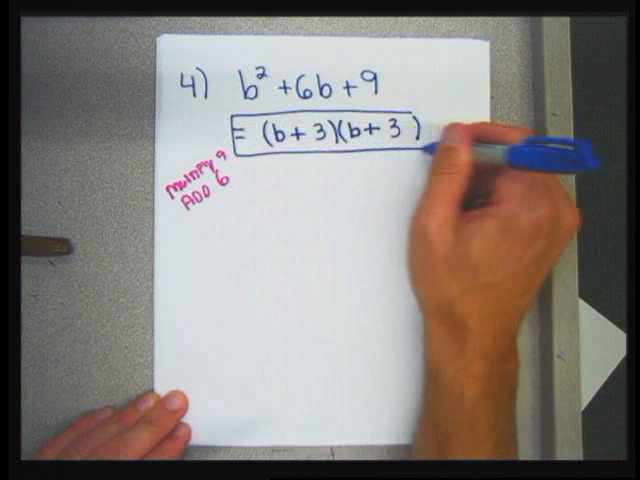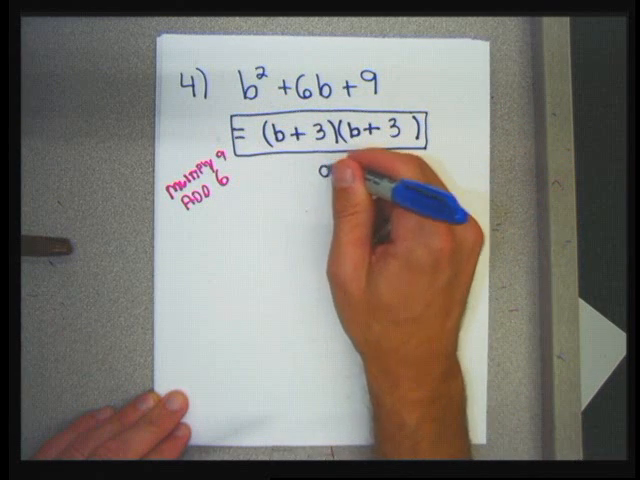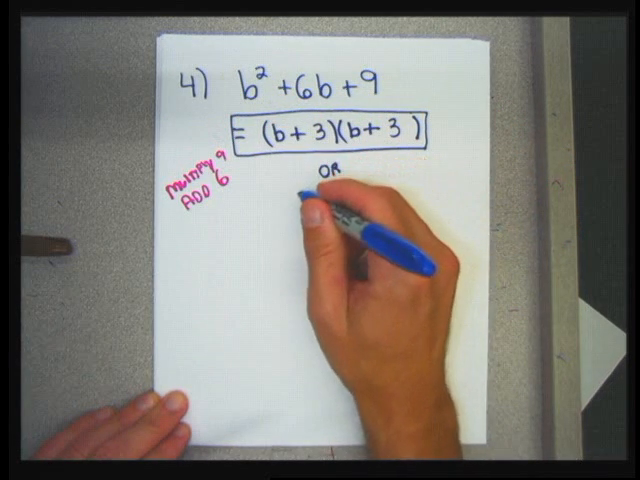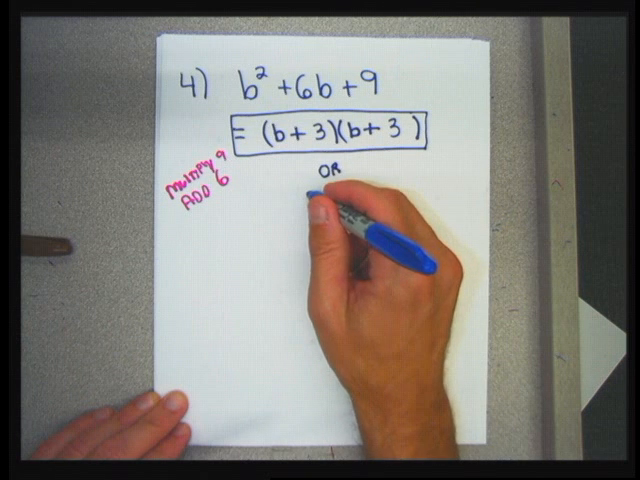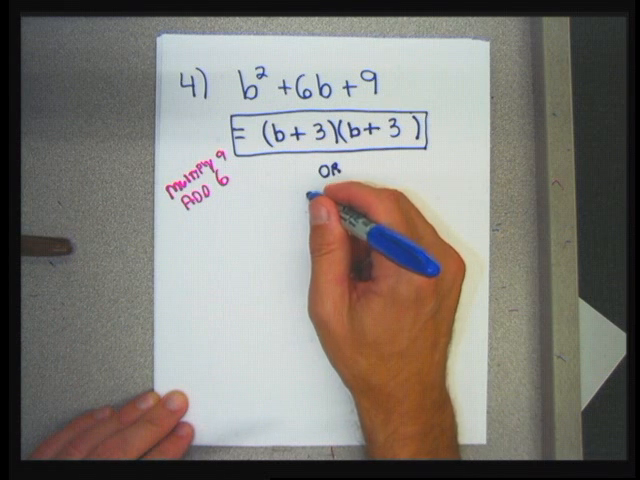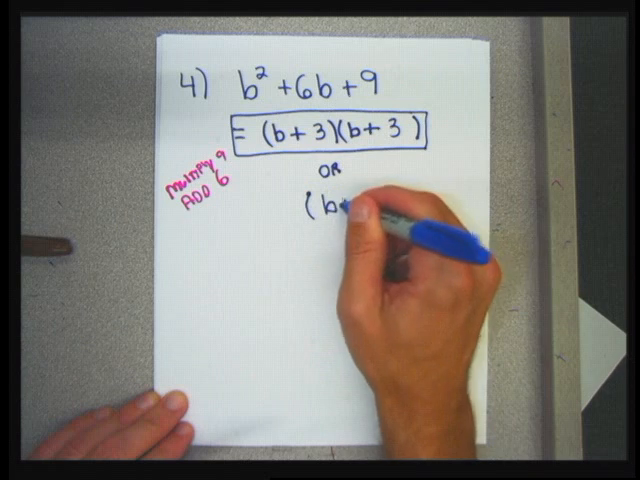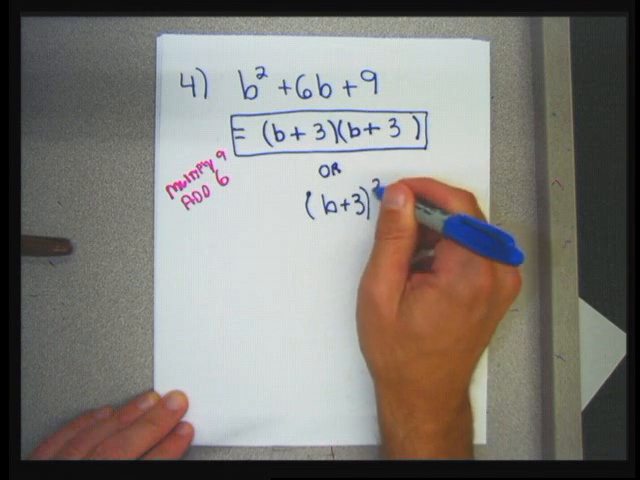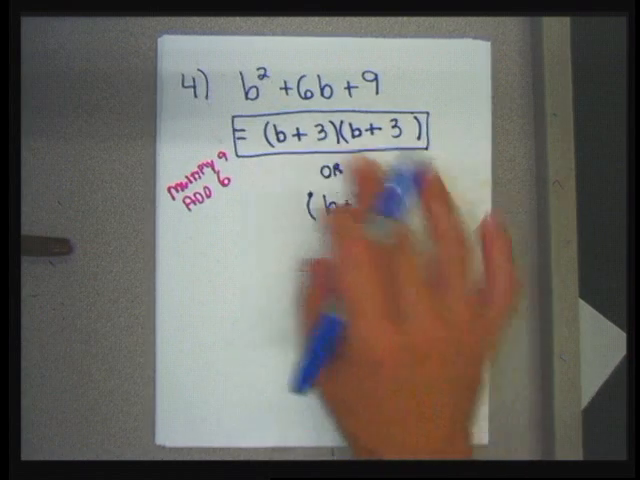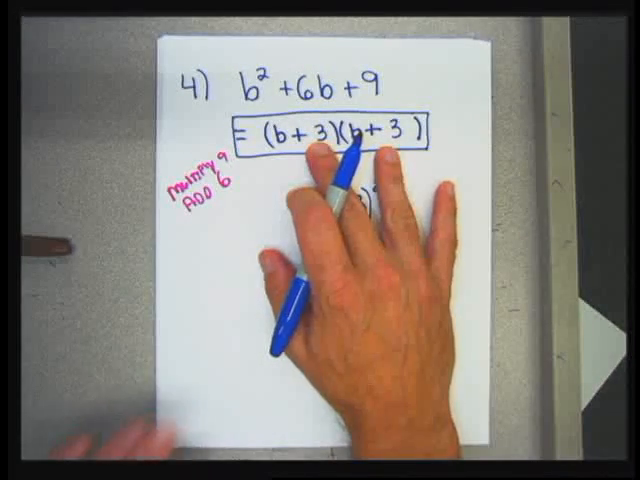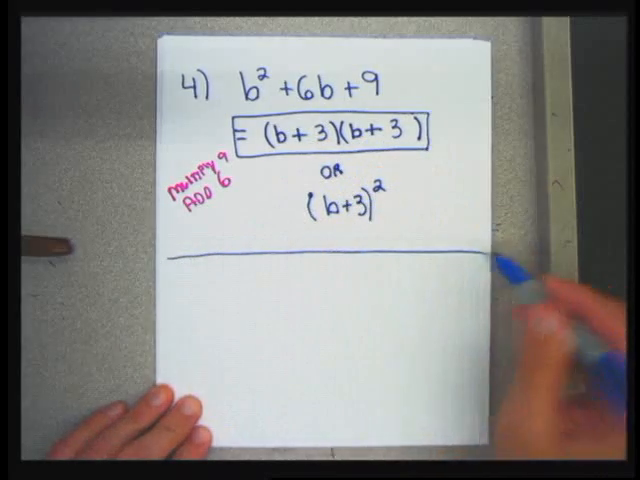It's not the only correct answer. Anybody write the answer differently? When you have 2 identical factors written next to each other, you can write it with an exponent. B plus 3 squared. Thank you. So yeah, this would also be correct. So b plus 3 with an exponent of 2 outside of it means b plus 3 squared. The exponent 2 means to multiply b plus 3 by itself 2 times. So both of those are correct answers.